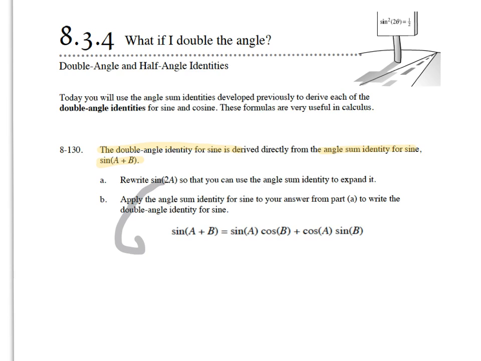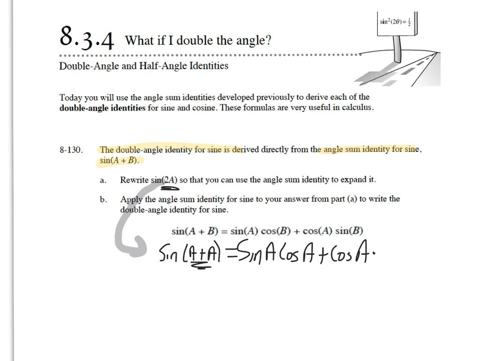So I'm going to rewrite this as the sine of a plus a, because a plus a, this right here, is 2a. And that's equal to the sine of a times the cosine of a plus the cosine of a times the sine of a.